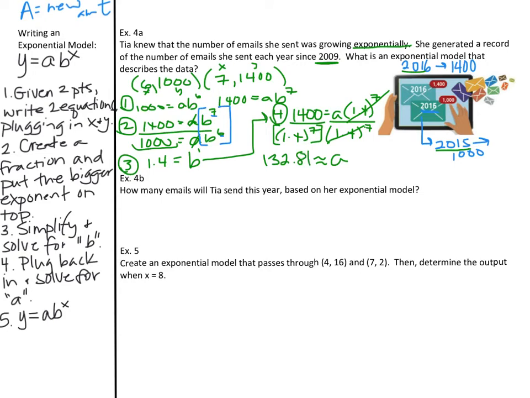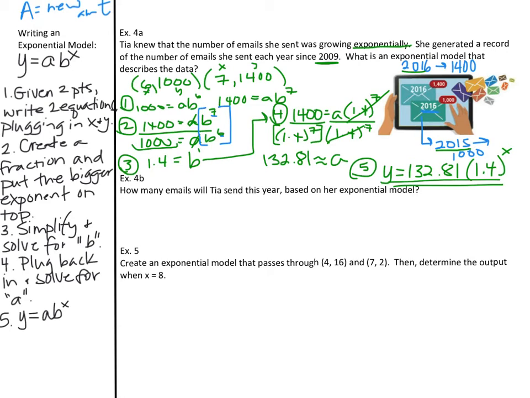Last but not least, our final step, just write our model for any amount of time. The approximate number of emails Tia would send would be y equals our A value, which is 132.81. Our B value, which is our exponential growth factor, is 1.4 to the x. And there's your model. Now it says how many emails will Tia send this year based on her model.